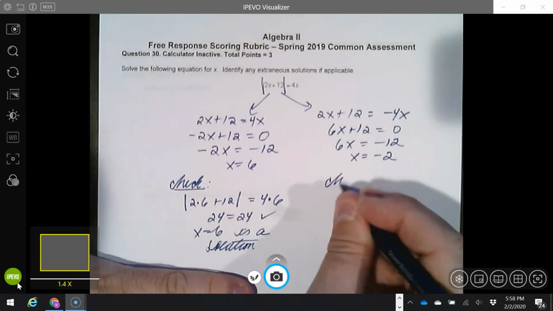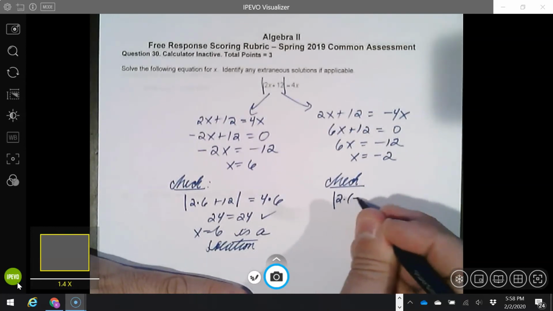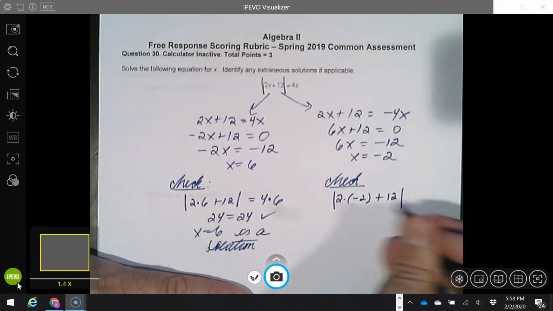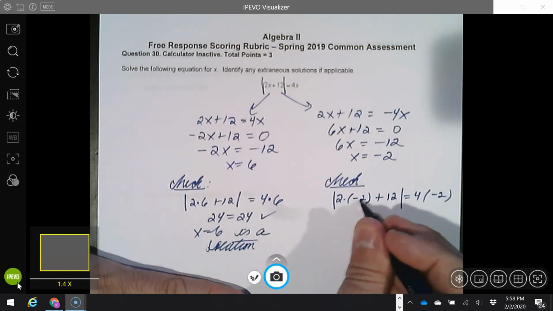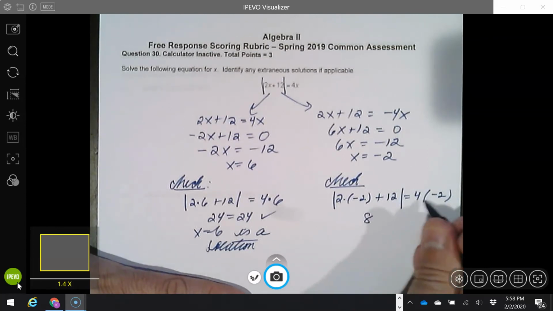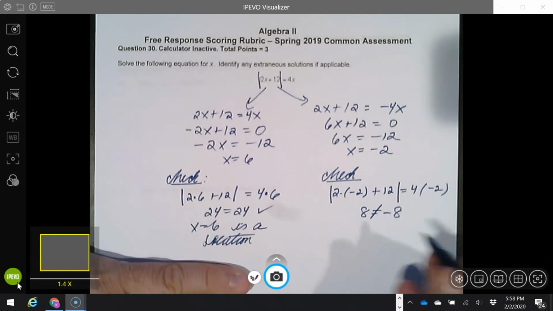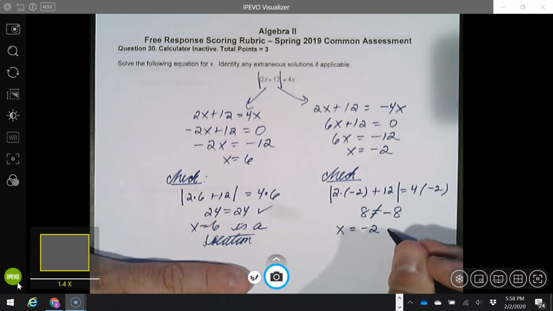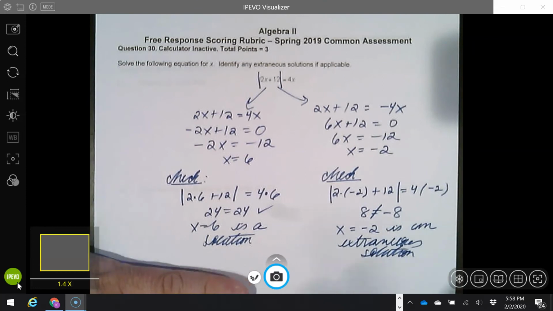Over here, if I do the check step with x equals negative 2, the absolute value of 2 times negative 2 plus 12 equals 4 times negative 2. 2 times negative 2 is negative 4, plus 12 we get 8. The absolute value of 8 is 8. On the right we get 4 times negative 2, which is negative 8. Those two are not equal to each other, so that means that x equals negative 2 is an extraneous solution.